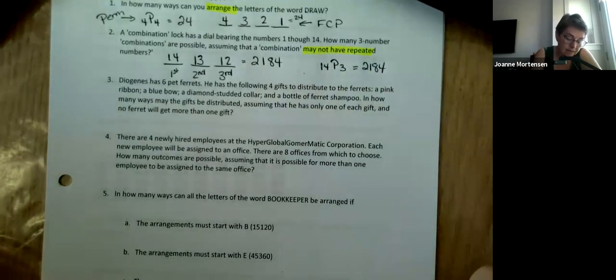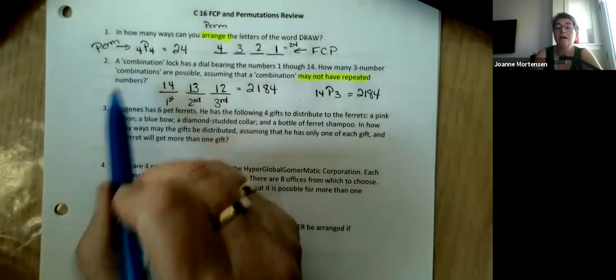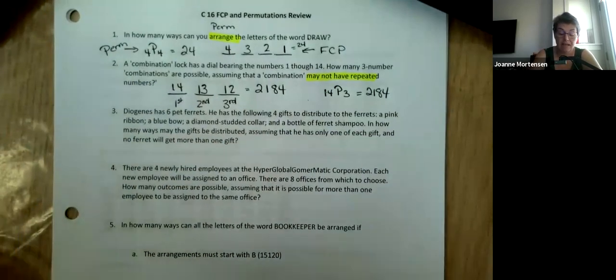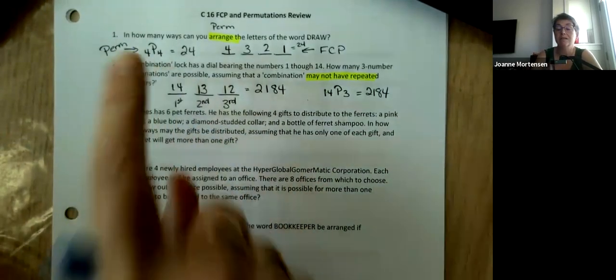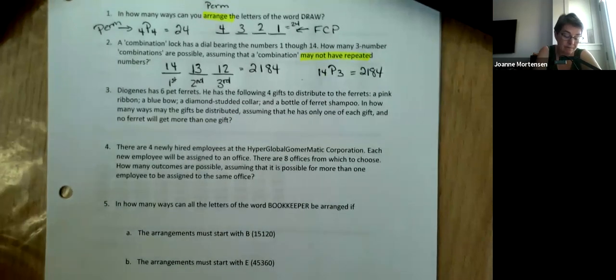Next one. Oh, I should point out, and it'll come back later, when we're done this, we're going to talk about something called combinations. And a combination lock is evil. It should be called a permutation lock, because the order that you choose your numbers does matter. Just saying. And that's also why "combinations" was in quotation marks. Okay, on to the next question.